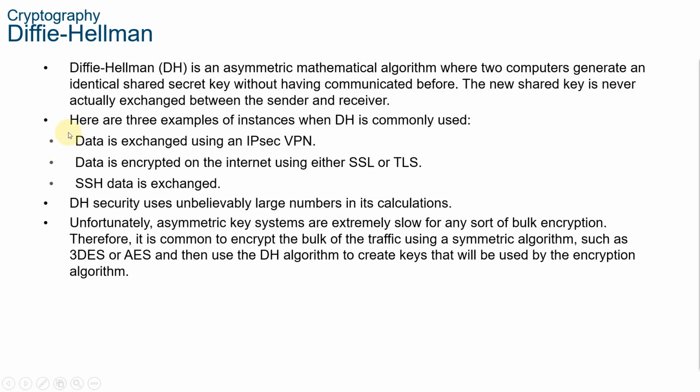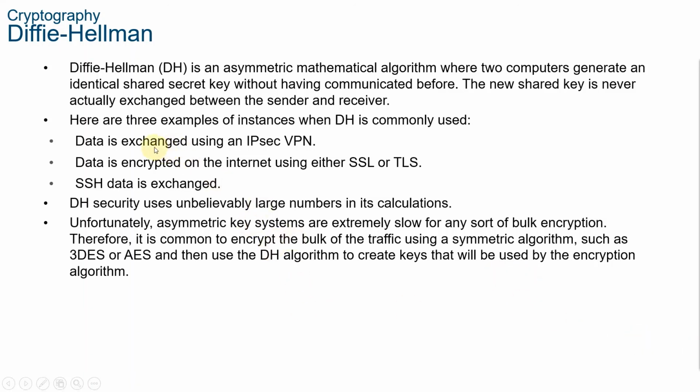Now, Diffie-Hellman is an asymmetric mathematical algorithm where two computers generate an identical shared key without having communicated before. So the new shared key is never actually exchanged between the sender and the receiver. However, because both parties know it, it can be used by an encryption algorithm to encrypt traffic between the two systems.